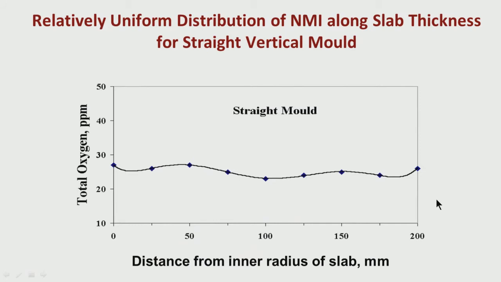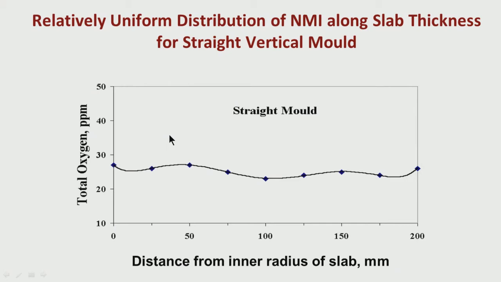So we found this out by analyzing how the liquid steel gets solidified as a slab, and what the distribution of inclusions is. I am talking of a slab having 200 millimeter thickness. We have measured total oxygen. Total oxygen is what? It is a measure of oxide cleanliness.